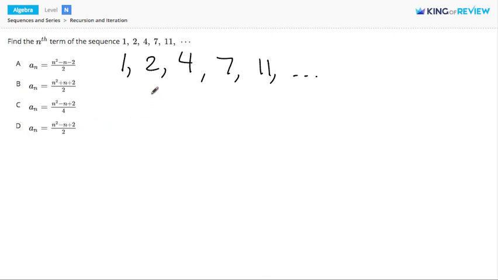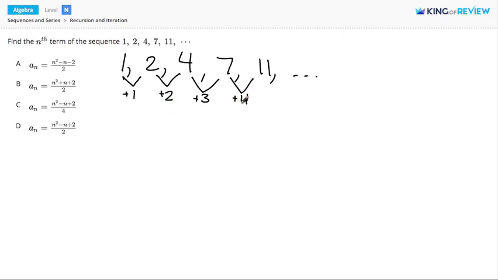I usually start by looking at how much these numbers are going up each time. From 1 to 2, we add 1. From 2 to 4, we add 2. From 4 to 7, we add 3. And from 7 to 11, we add 4. Now this is clearly a pattern. We're adding one more for each term in the sequence.